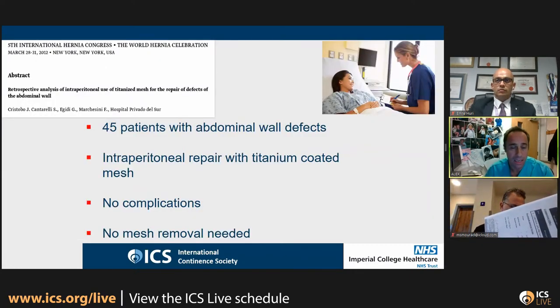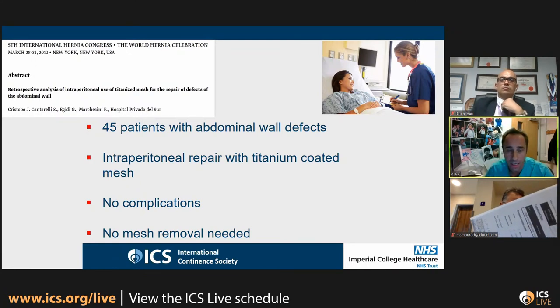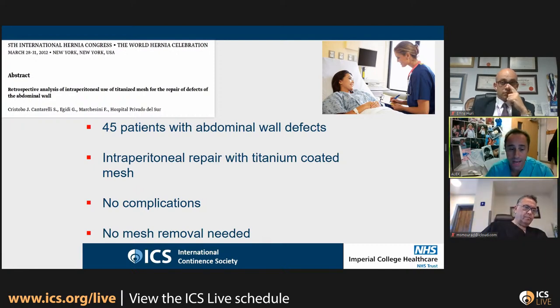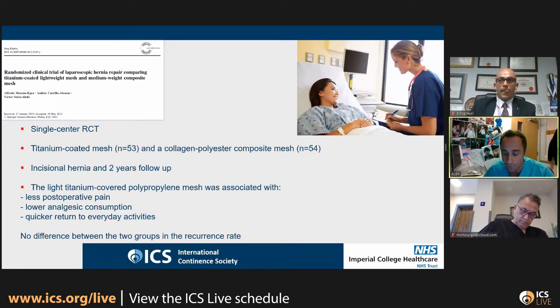What about the human study? In this human study, the authors studied 45 patients with abdominal hernia. They repaired the hernia using intraperitoneal repair with this mesh, and they concluded that there were no complications, no mesh removal needed. So it looks to be a safe treatment.